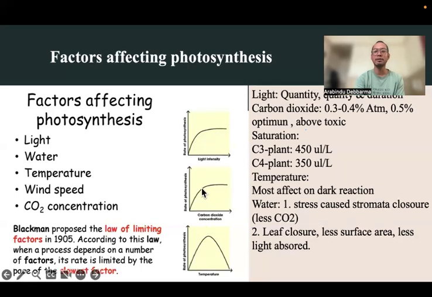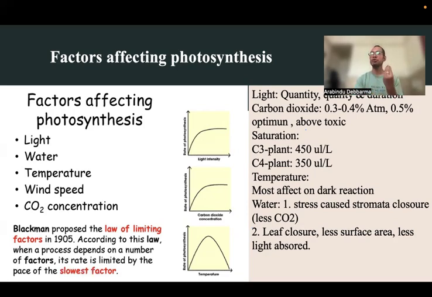Similarly, if you have carbon dioxide, we know that carbon dioxide is a requirement for photosynthesis, but if you give more carbon dioxide, the plant will not carry out a higher rate of photosynthesis. At the particular optimum level only, it will carry out a very high rate of photosynthesis. Below that, it will again carry out less. Above, it may have a similar rate.